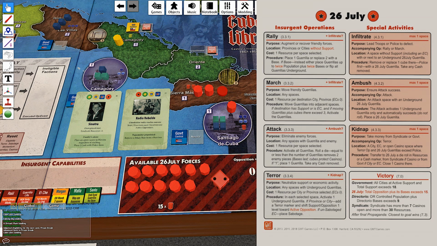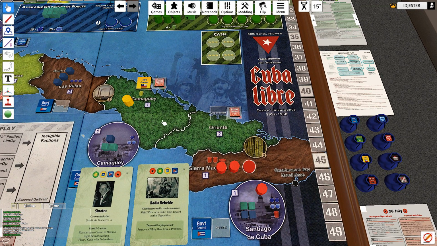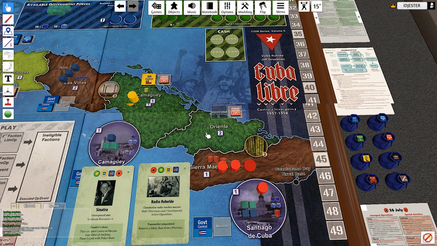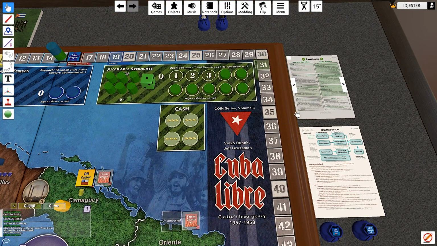If you look at the 26th of July, they have rally, again, bringing units on. March is usually moving units. Attack is attacking other units. And terror is making it harder for the government to get support. So really good options, because you're adding units to the map, you're moving them around, you're building things, you're manipulating the map board by doing things.